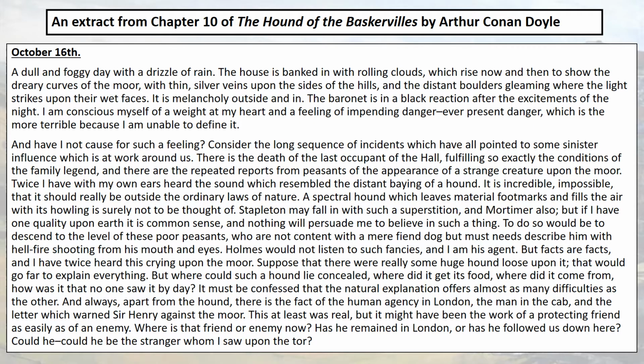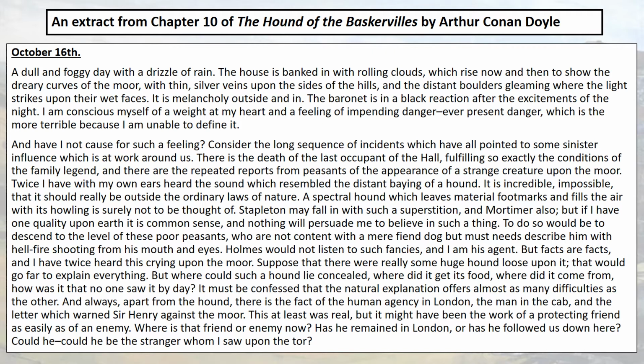So here on this slide we have the extract that we're going to focus on today. This particular extract is from chapter 10 of The Hound of the Baskervilles by Arthur Conan Doyle. I'm sure most of you are familiar with the character of Sherlock Holmes, whether you've read some Sherlock Holmes texts previously or whether you've seen the TV series or the films that are quite popular at the moment.